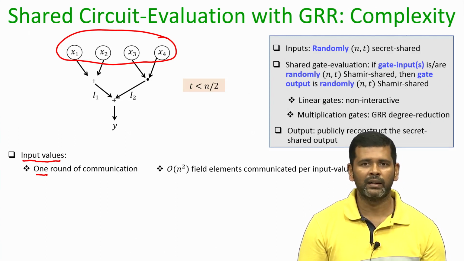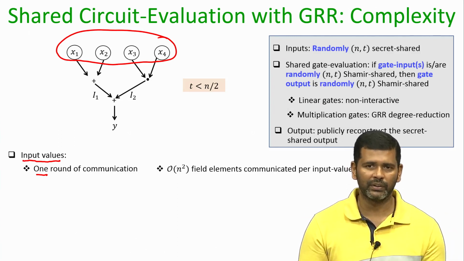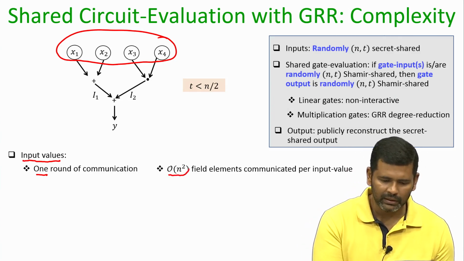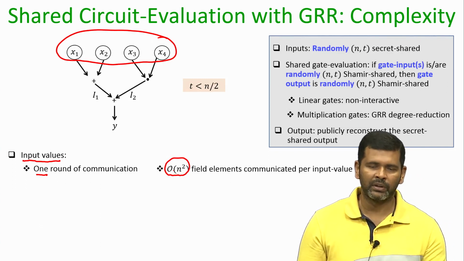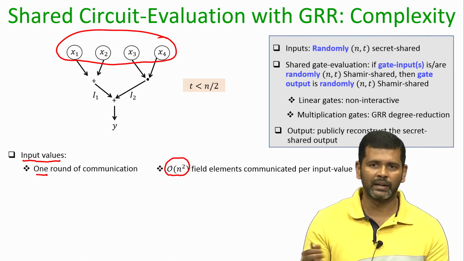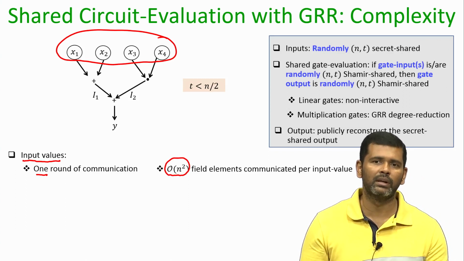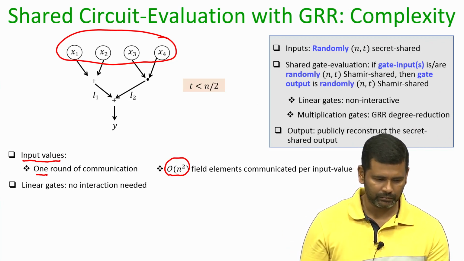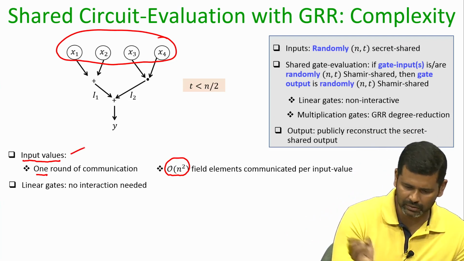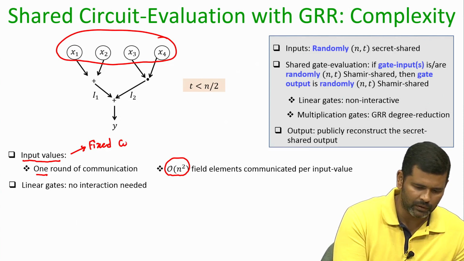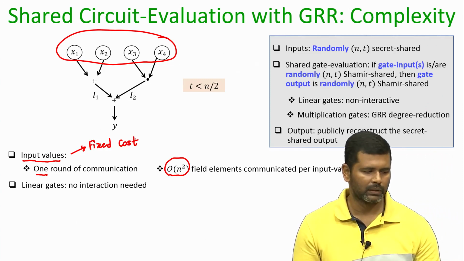So, assuming that there are a total of n inputs for the function, one input coming from each party, sharing the input values will require a total communication of n square field elements. If you multiply it with log of the cardinality of your field, that will give you the total communication in bits, namely the number of bits communicated in the entire protocol. Right. So, that is a fixed cost for any generic MPC protocol.